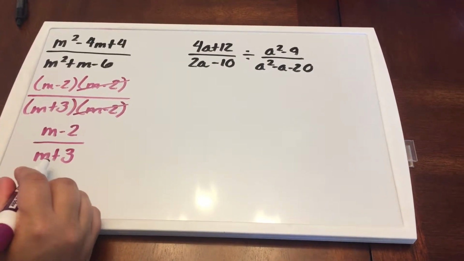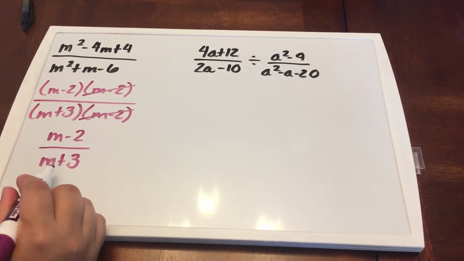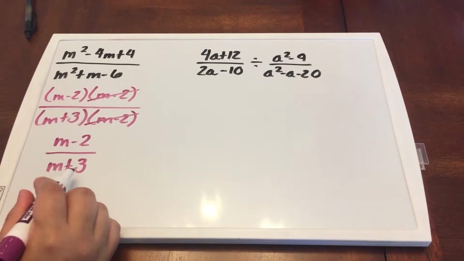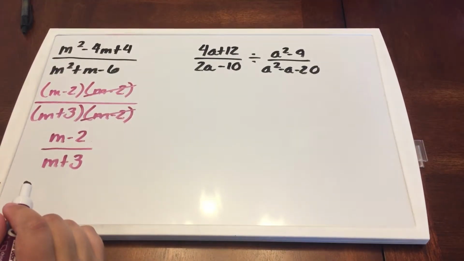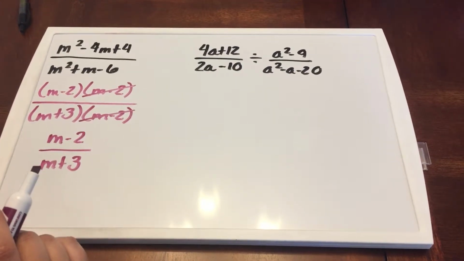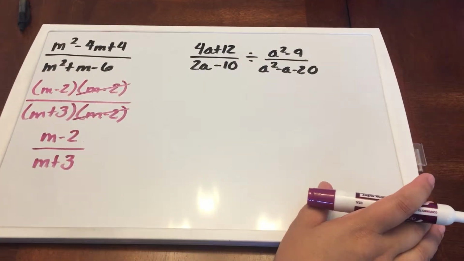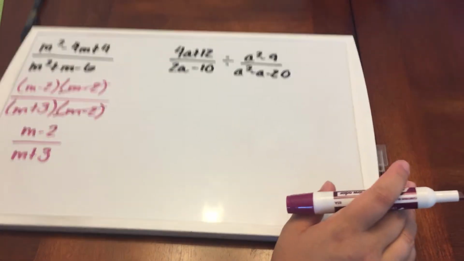Notice if it asks about the domain, remember the denominator cannot be 0, so it's everything except x equals negative 3, because negative 3 would make the denominator 0. So make sure you remember your domain and your range.